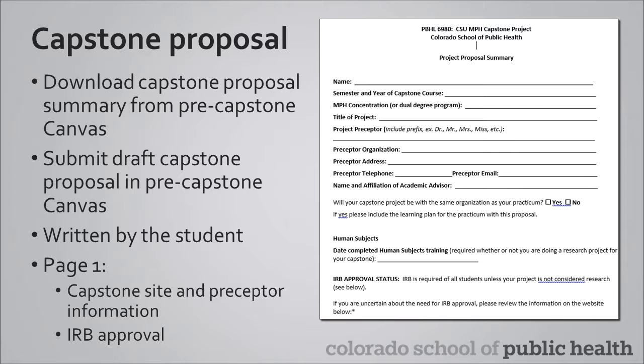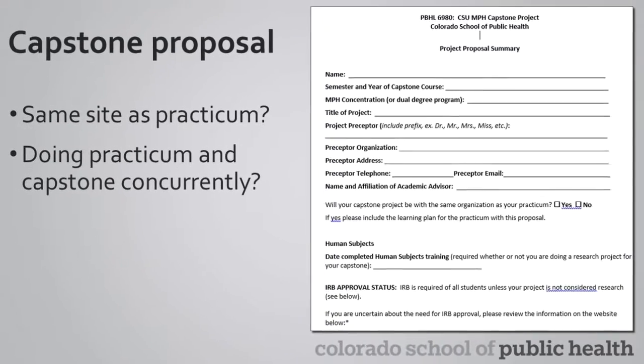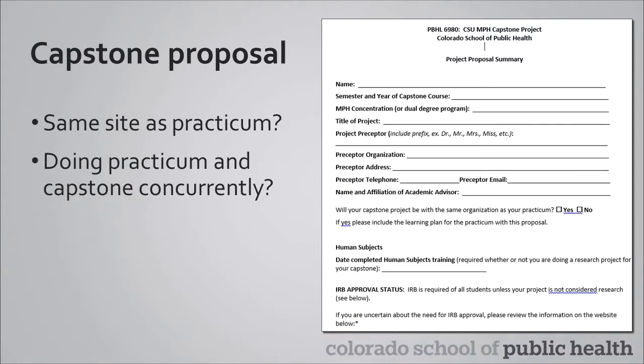The first page of the proposal, as shown on the screen, includes basic information about you and your host site, in addition to information about whether or not IRB approval is required. Also on this first page is a question asking if you're completing your capstone project with the same organization or preceptor as for your practicum.